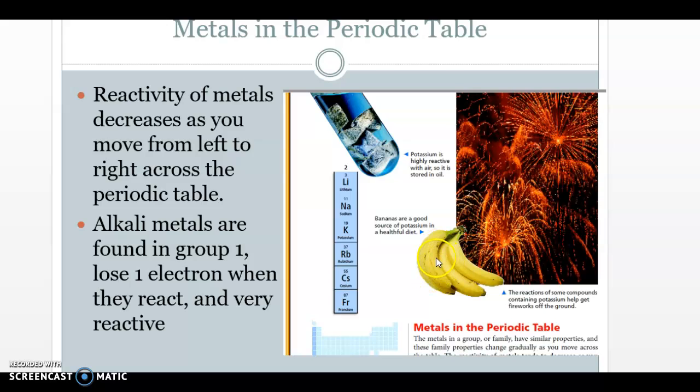Bananas have potassium in them. Bananas are not explosive, but they have potassium in them. That is an alkali metal. And fireworks can also contain potassium, which is one of the things that you can burn there that causes the different colors in those reactions when the fireworks are lit off. So again, very, very reactive metals found on the very far left side. It's called group 1, and they're very, very reactive.